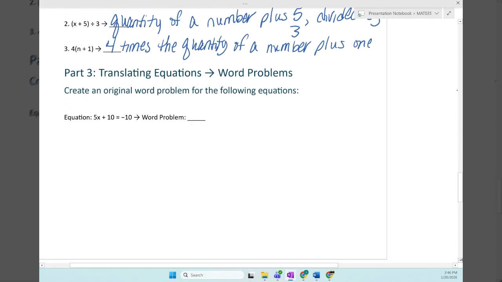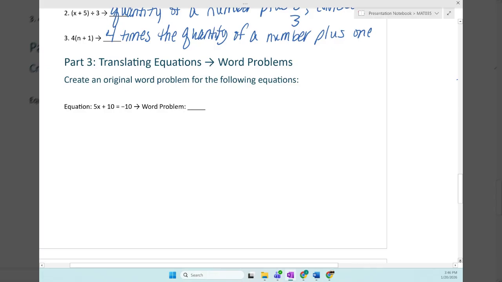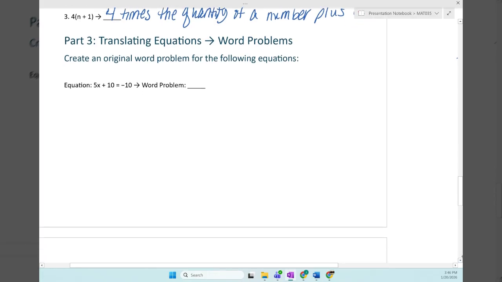Now, we can also look at translating equations into word problems. So for this one, 5x plus 10 equals negative 10. Come up with your own word problem for that. It can be anything. We can be talking about selling carnival tickets. We can be talking about buying ice cream, whatever. Be creative. Make up your own problem.